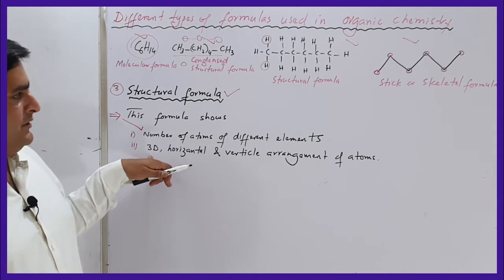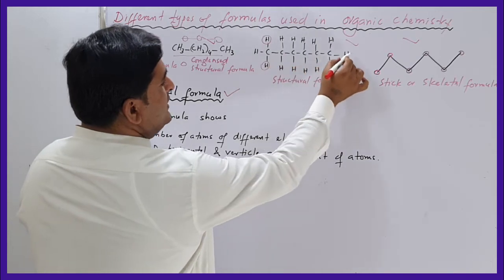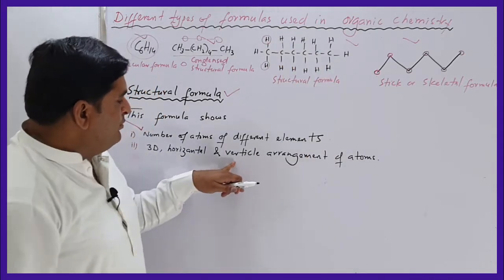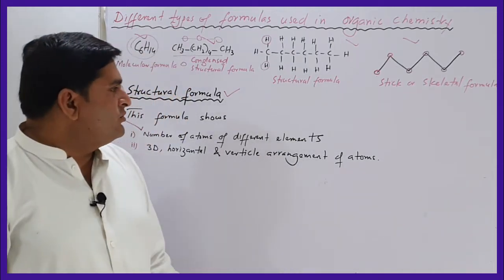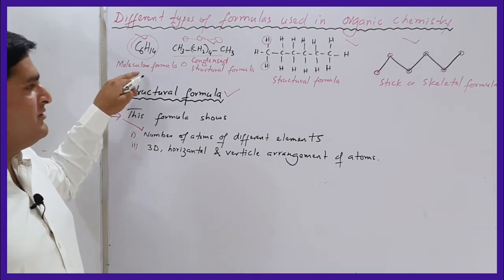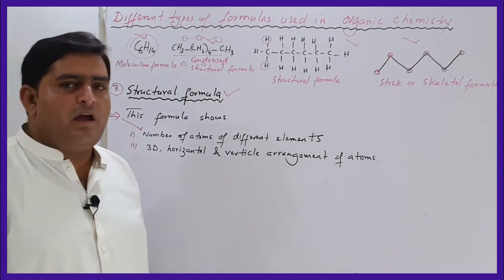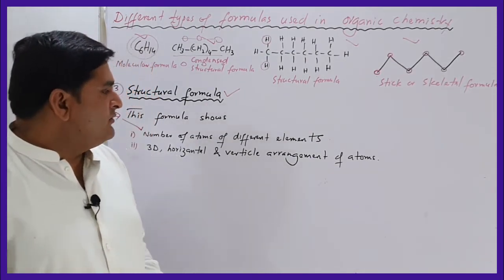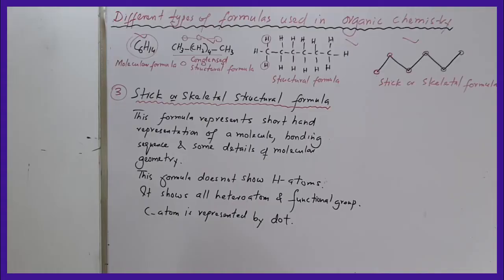It shows the three-dimensional horizontal arrangement, such as hydrogen, carbon, carbon, carbon, carbon, carbon, carbon, hydrogen, and the vertical arrangement, hydrogen, carbon, hydrogen, hydrogen, carbon, hydrogen. So it shows both horizontal and vertical arrangements of atoms in a molecule. Whatever the disadvantages or limitations of the molecular or condensed formula, those have been omitted here. So this formula shows each and every aspect that we need for analyzing a compound. Now we will go towards the stick or skeletal formula.